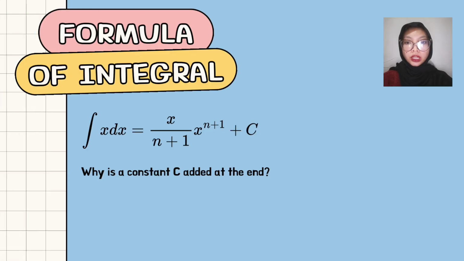Here is the basic formula of an integral. When we integrate a function like x to the power of n, the result is: integral of x to the power of n dx equals x to the power of n plus 1 over n plus 1, plus c. But why do we add a constant c at the end? This is because when we differentiate any constant, it becomes 0. So, when integrating, we don't know what the original constant was. That's why we include c, called the constant of integration, to represent all the possible functions that have the same derivative.